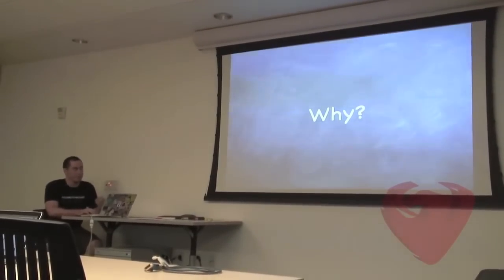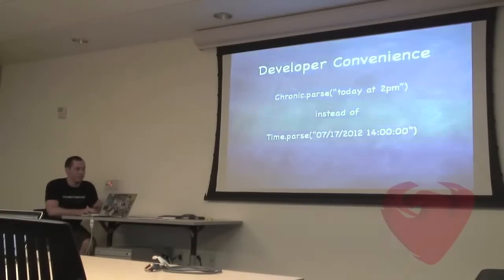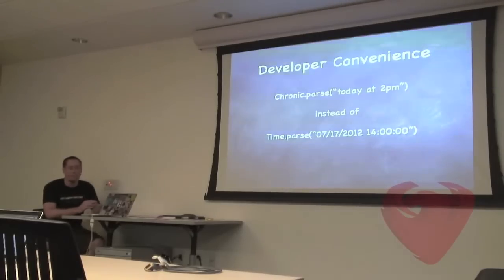So why would you want to use this over using the built-in stuff? Mainly it's just for developer convenience. So here, with Chronic, you can just say parse and then give it a string of some English. I don't know if it actually works in other languages, so that'd be a good thing to look up. But today at 2 p.m., it'll just create a date object or a date time object, and it just knows how to read that. And it can read tons and tons of different things, and even catch misspellings of months and still figure it out, as opposed to DateTime parse, where you'd have to pass it a UTC string or something like that.